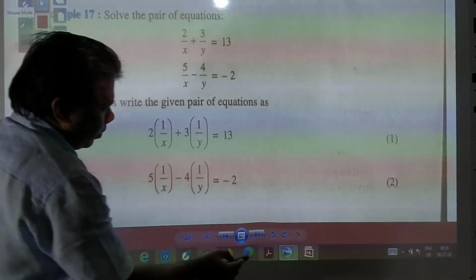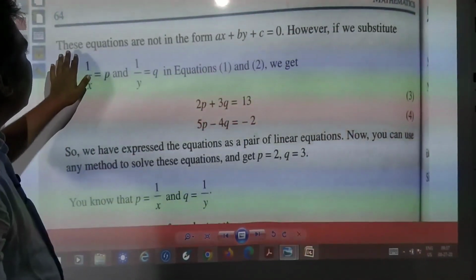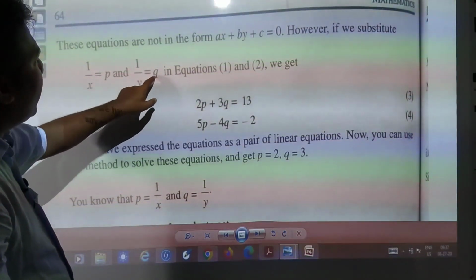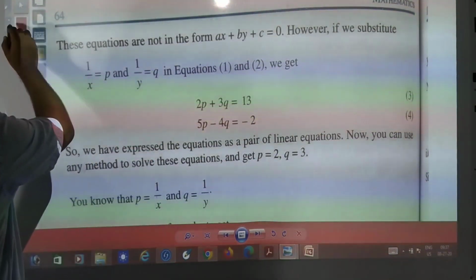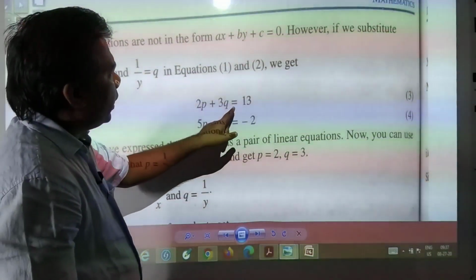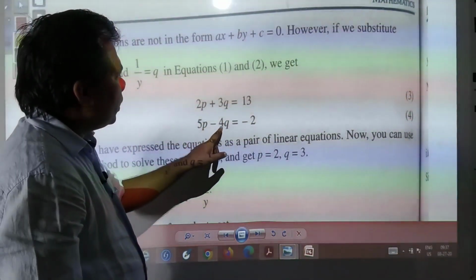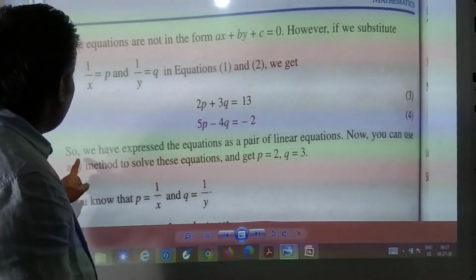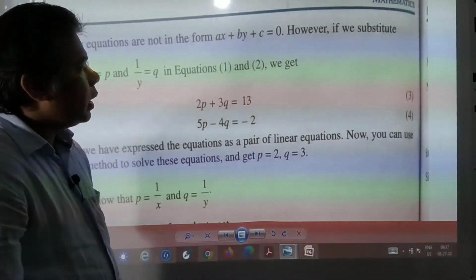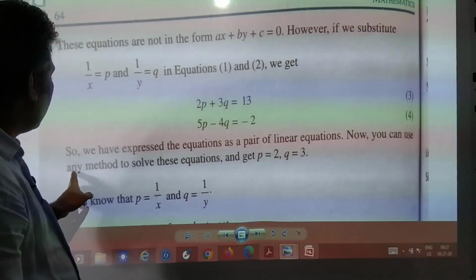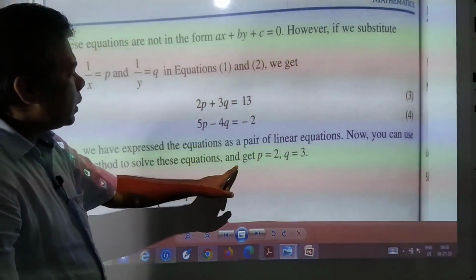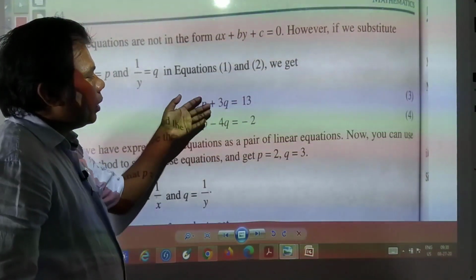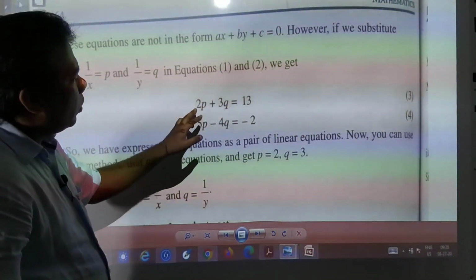Here you see, in these equations, 1 by x is taken as p and 1 by y is taken as q. So your equation has become 2p plus 3q is equal to 13 and 5p minus 4q is equal to minus 2. Now it is required to be simplified. So we have expressed the equations as a pair of linear equations. Now you can use any method to solve these equations and get p is equal to 2 and q is equal to 3. By either substitution method or elimination method you need to find out p and q.